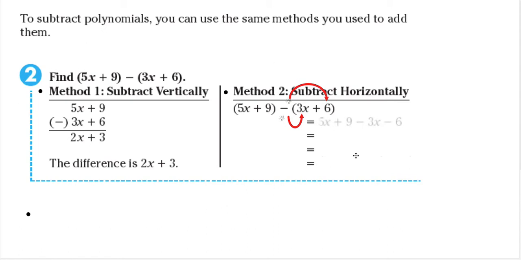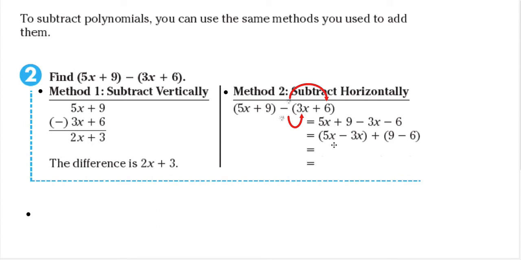Once you do that, you end up with 5x plus 9 minus 3x minus 6. Okay, because negative 1 times 3x is negative 3x. Negative 1 times 6 is negative 6. Okay, using the associative property of addition, we group 5x minus 3x plus 9 minus 6.